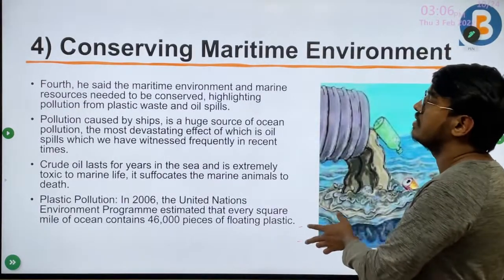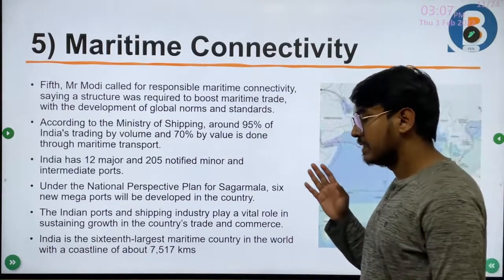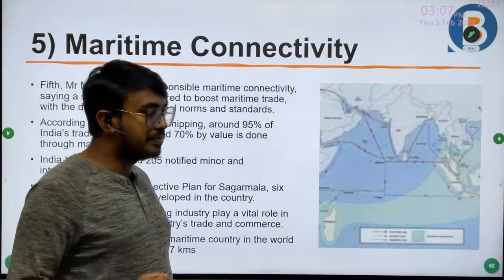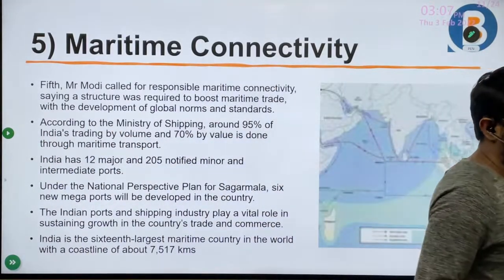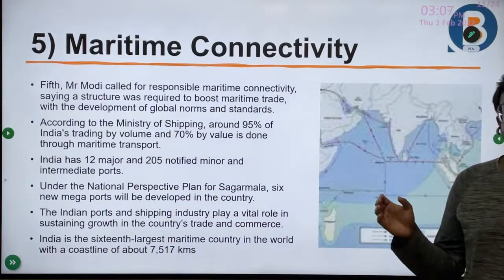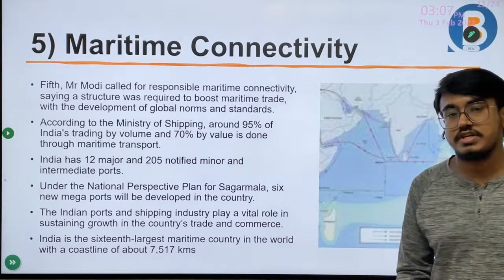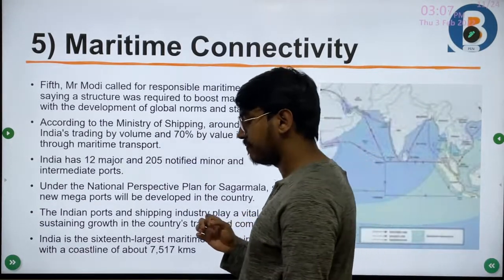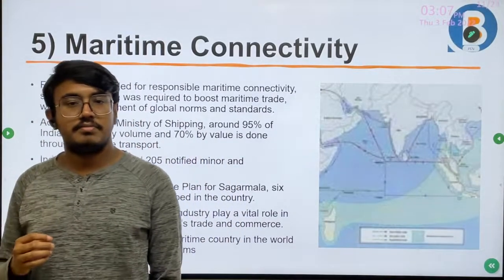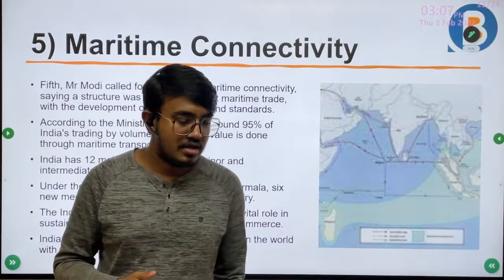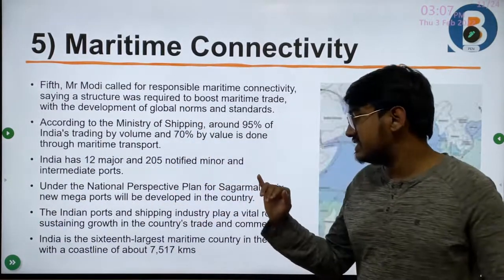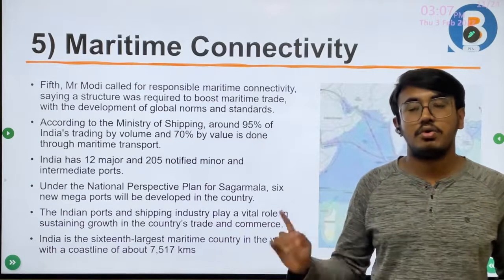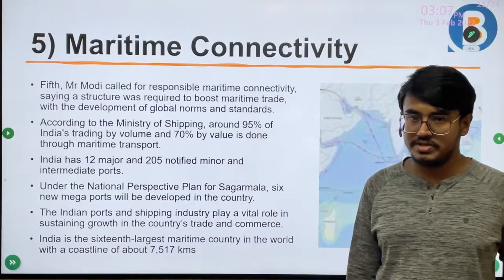Okay, so the fifth and final framework is that of maritime connectivity. This means India wants to improve the connectivity in the region, especially in the Indian Ocean region. There is a project called the Sagarmala project, whereby India is developing 12 major ports, and India wants to develop them into international standards. Also, you have to understand that India has the 16th largest maritime boundary in the world, which is around 7,500 kilometers.